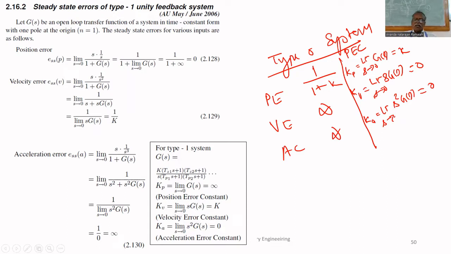Therefore, the velocity error constant of a Type-0 system is 0. Acceleration error constant of a Type-0 system is 0. Position error constant of a Type-0 system is k. What is position error? 1 upon 1 plus k. What is velocity error? Infinity, because 1 by 0. Acceleration error is again 1 by 0, that's why infinity. So if you know the nature of the system, Type-1, Type-2, Type-3, we can immediately say the steady state error.